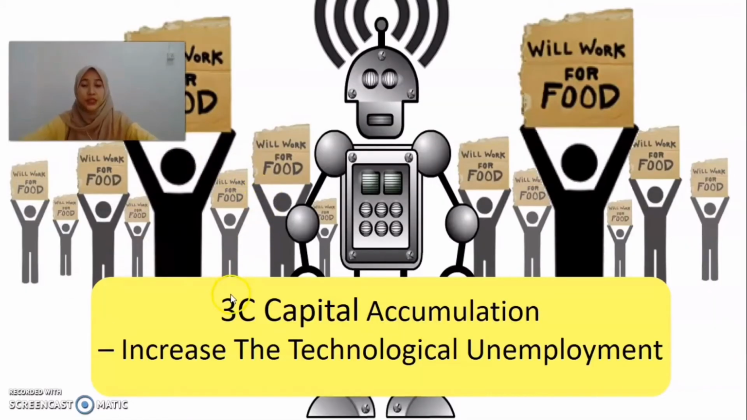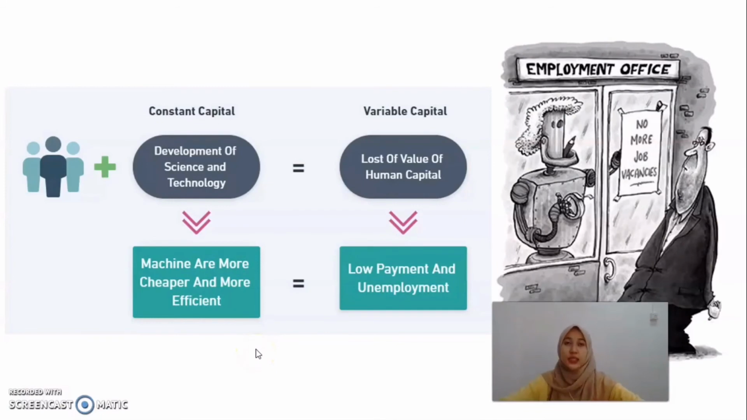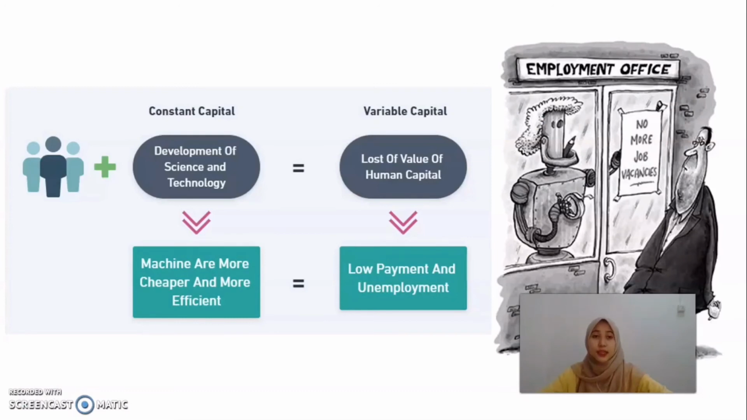Next is part 3C, which is capital accumulation increasing technological unemployment. In the previous slide we said that increased capital accumulation and investment make the business cycle greater, right? So when the business expands, it means the economy is going well. Plus the development of science and technology makes machines cheaper and more efficient. So it equals a loss of value of human capital and makes for low payment and high unemployment. As you can see in this illustration, employment office, no more job vacancy. This means that human capital is replaced by machines, since a machine is cheaper and more efficient. Thus, it will increase technological unemployment.